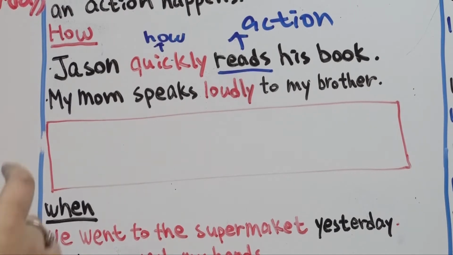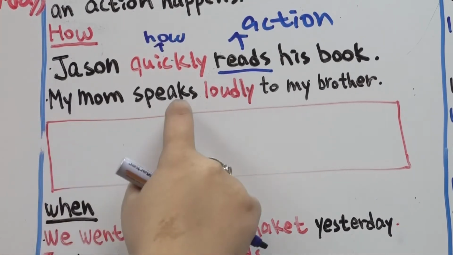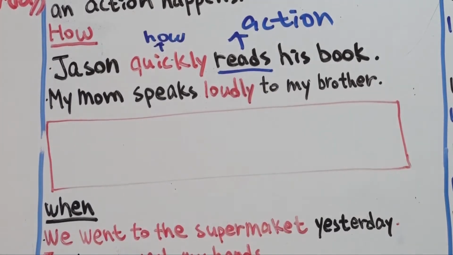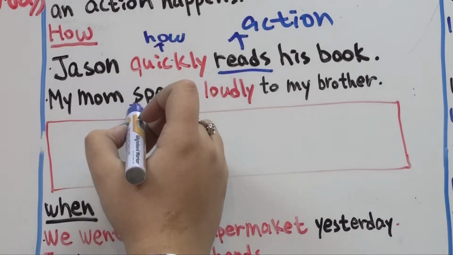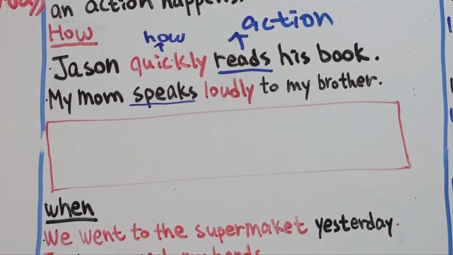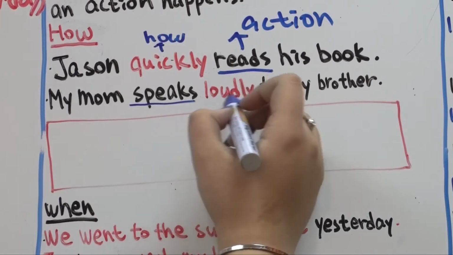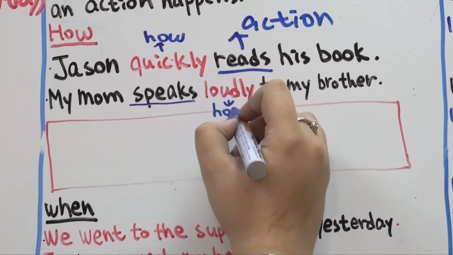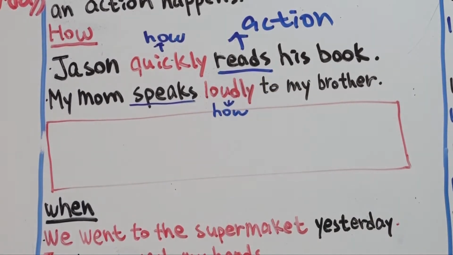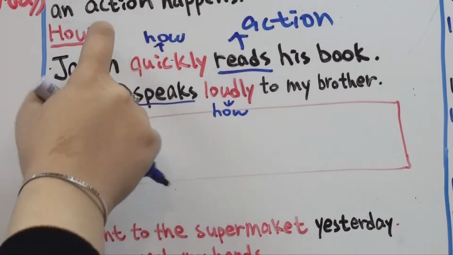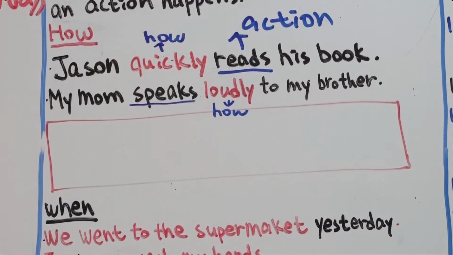Okay? Number 2. My mom speaks loudly to my brother. Which one is an action here? 5, 4, 3, 2, 1. Okay. That should be speaks. It does the action, right? And how this action happens. That should be loudly. It tells you how, right? It tells you how this action happens. So loudly is an adverb. Okay?